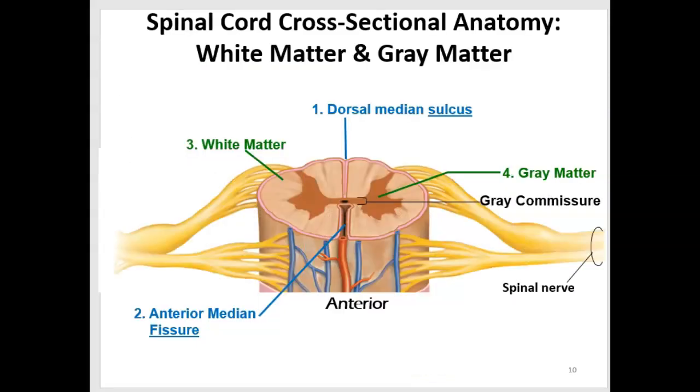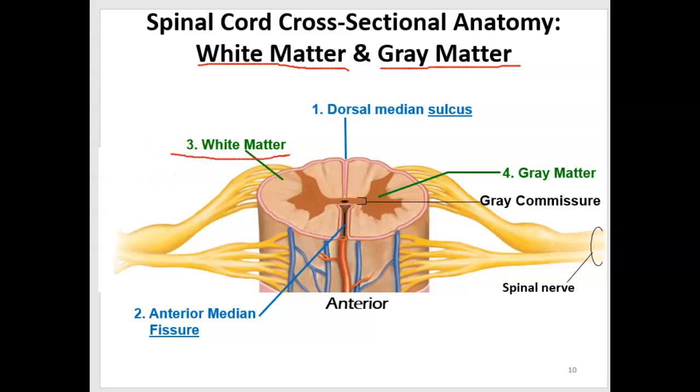Okay, let's look at the tissue now in the spinal cord. It is a cylinder of neural tissue, but there is some variation. There's white matter and gray matter, just like in the brain. So white matter, remember, is due to the presence of myelin, and gray matter is due to the presence of cell bodies. So the white matter in the spinal cord is superficial.